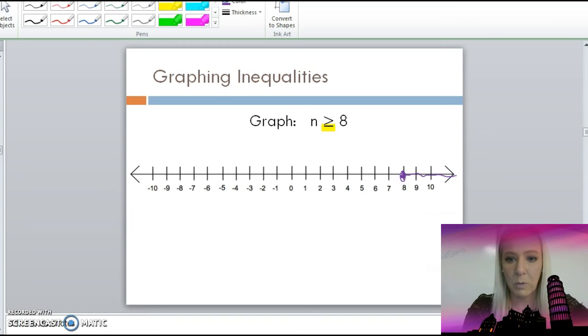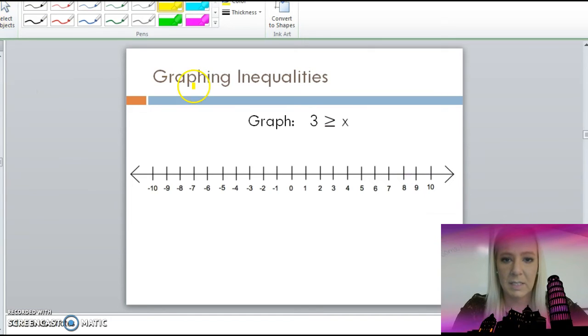As a strategy, if you want, you can highlight underneath when we have that "or equal to," to help yourself remember to shade a closed dot. All right, let's look at another example. This example tends to get a little confusing for students, but I want to show you anyway. The difference with this inequality is that our number comes first.